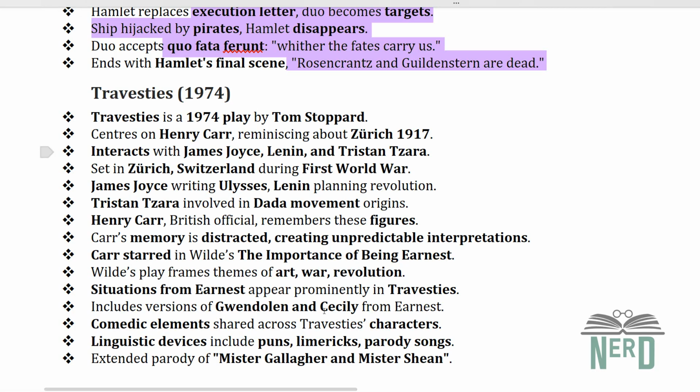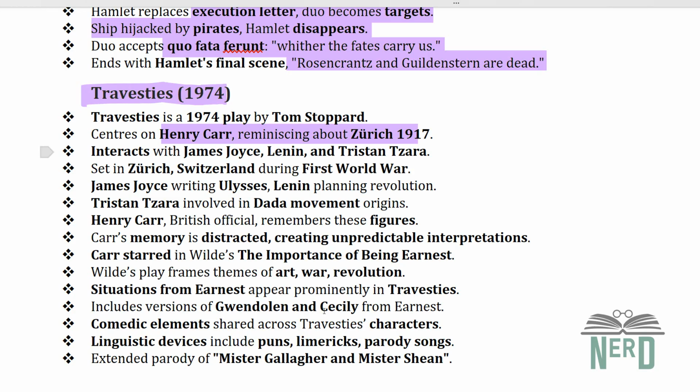Next, let's turn to another of Stoppard's masterpieces, Travesties, written in 1974. The play centers on Henry Carr, a minor British consular official who looks back with very unreliable memory on his time in Zurich during the First World War. Now, this is where Stoppard's genius really shines.